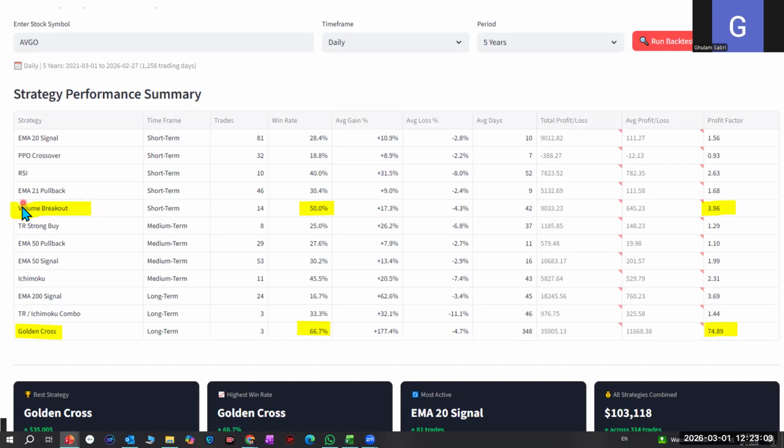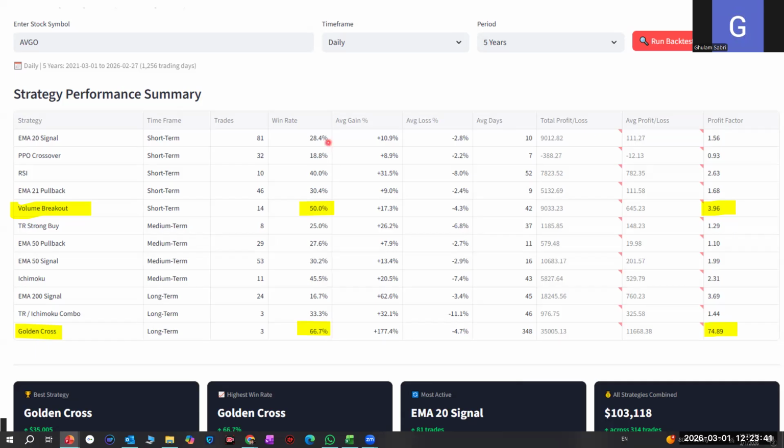Another strategy is volume breakout, but this is kind of short term. It has 14 strategy signals in 5 years. Win rate was 50%, and a good profit factor. Anything above one is a good profit factor. Honestly, the golden cross is an outlier here, and this one is 3.96. So you have a good combination of these. The best strategy, as I said, was golden cross. Highest win rate was again golden cross with 66.7. Most active is the 20 period EMA, but its win rate is low, 28.4, so that may not be a good strategy to go for.